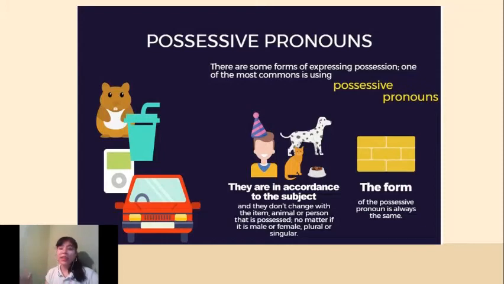In this case, if it's a girl or a man, or if you're talking about yourself, or about another person or an animal, you have to use the correct pronouns according to the subject you're talking about. They do not change with the item, animal, or person that is possessed. No matter if it's male or female, singular or plural, as I showed you before, we're going to use the same pronouns according to the subject we're using. The form of possessive pronouns is always the same.